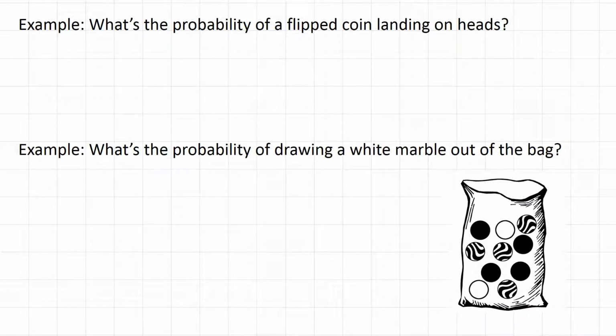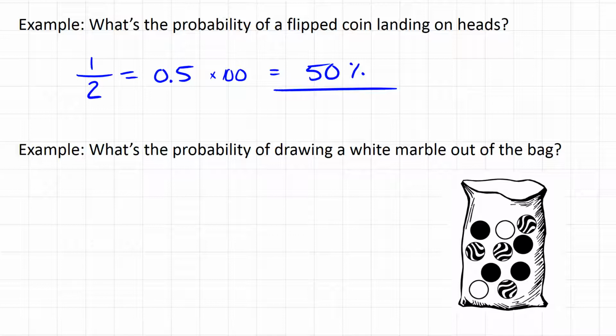So for example, what's the probability of a flipped coin landing on heads? Well, there are two possible outcomes when we flip a coin, heads or tails. What are the outcomes that we want? Well, there's only one outcome, which is it landing on heads. So 1 over 2 is 0.5. Multiply it by 100 to turn it into a percentage, and we get that it's a 50% chance of a coin landing on heads.